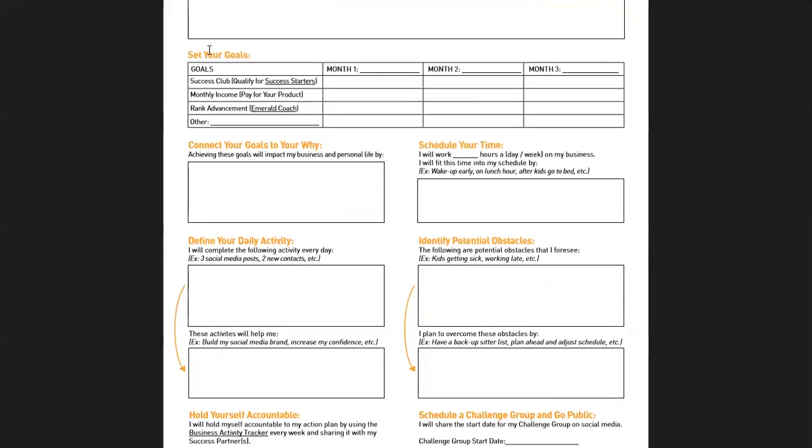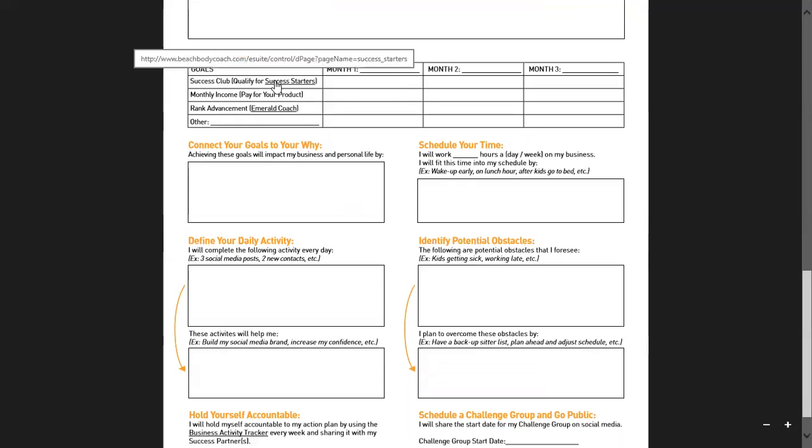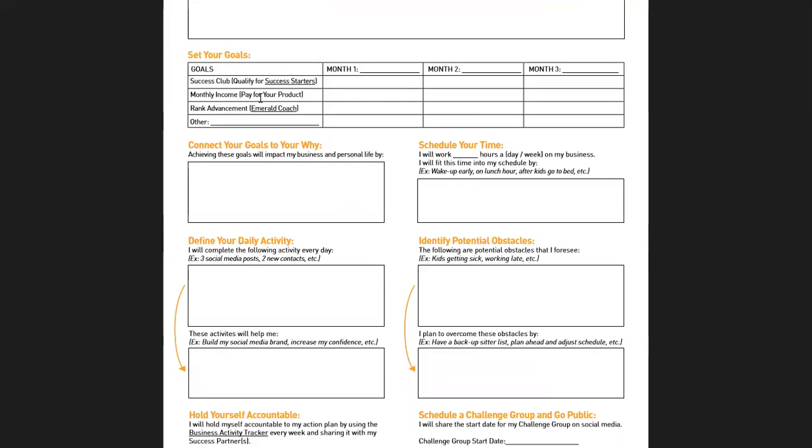All right, and goals. Let's see. Month 1, 2, and 3. Success Club is when you sell 3 challenge packs in a month, basically. For every challenge pack that you sell, you get 2 Success Club points. And for every new Shakeology HD order, you get 1 Success Club point, and you need 5 a month. So 3 challenge packs would be the easiest way to do it. If you sell 3 challenge packs a month, you get Success Club.